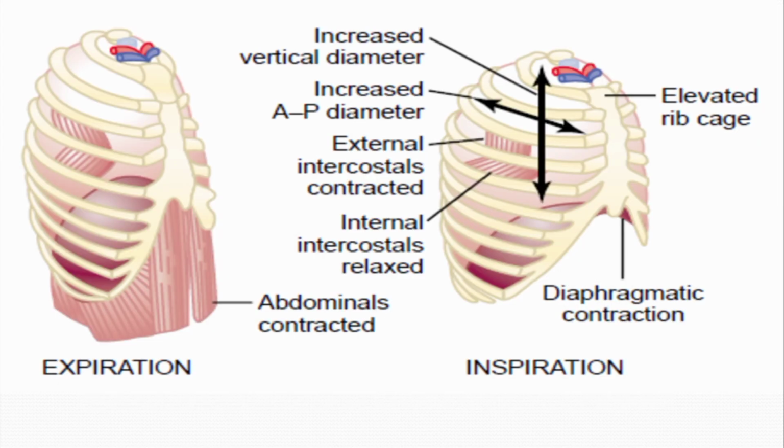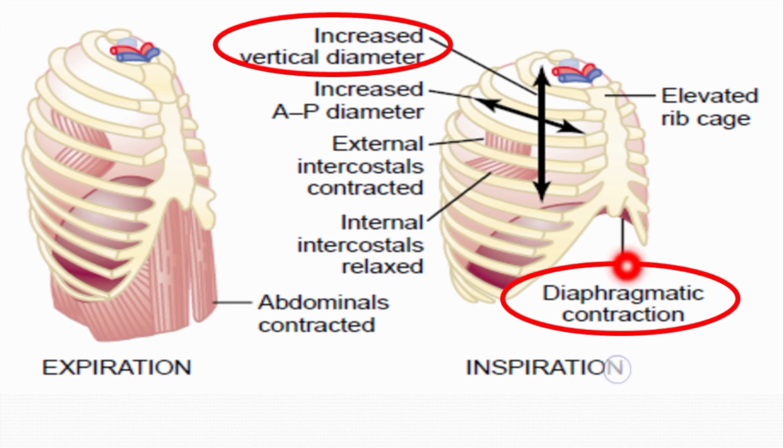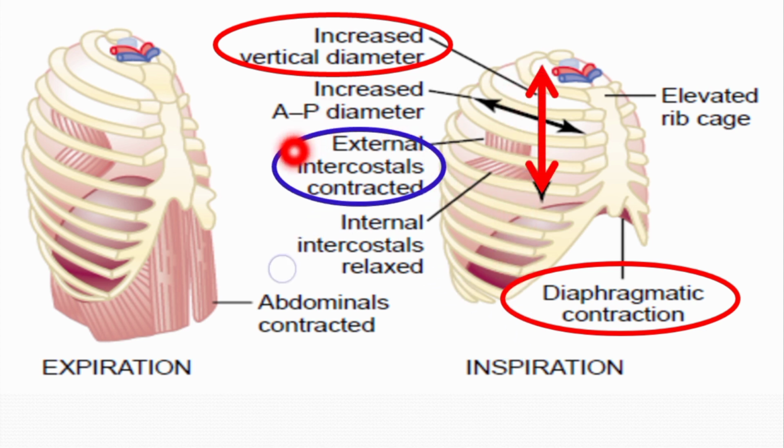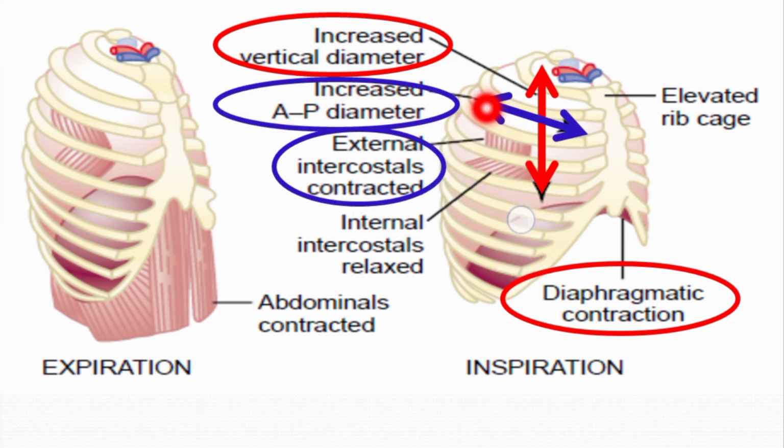So, this is another view. First of all, the diaphragm contracts, and due to this, the vertical diameter of the chest cavity increases. Then the external intercostals contract, and due to that, the anteroposterior and lateral diameters of the chest cavity increase. So, we can say the rib cage has elevated and the volume of the chest cavity has increased.